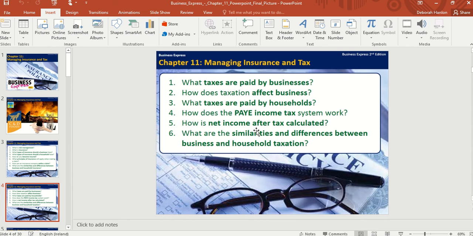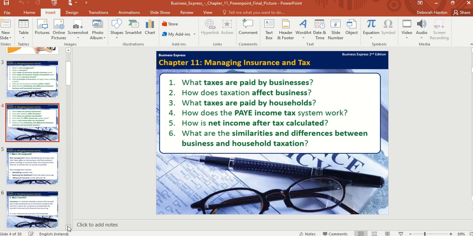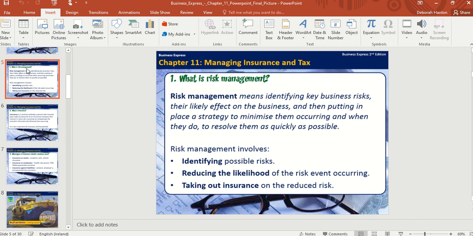When it comes to taxation, we'll look at that further on in another video, but again, we will look at the different types of taxes that are paid for businesses and households. We'll look at the PAYE income tax system and how it's calculated. So this video in particular will look at insurance and how insurance comes about.